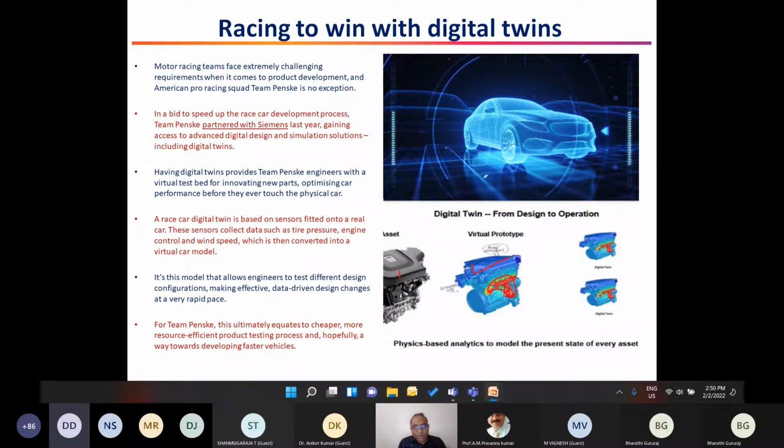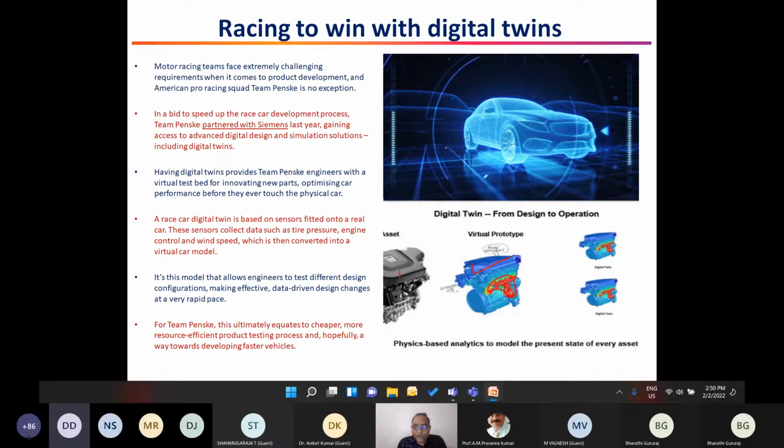So the whole team of Penske is working with Siemens to gain access to advanced digital and simulation solutions, including the digital twin, right? These will help them create an innovative test bed, as well as create new parts, which offers a lot of optimization in terms of performance. That way they can address the physical concerns that actually happen in a machine much earlier in their design cycle.